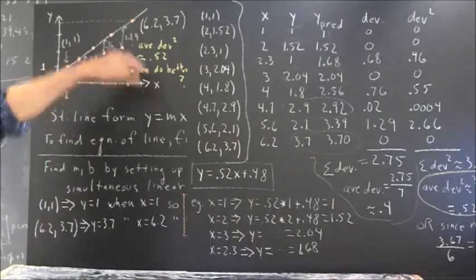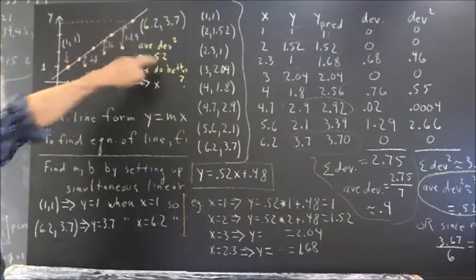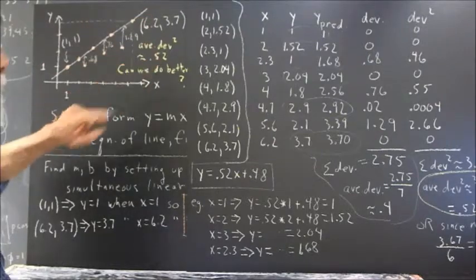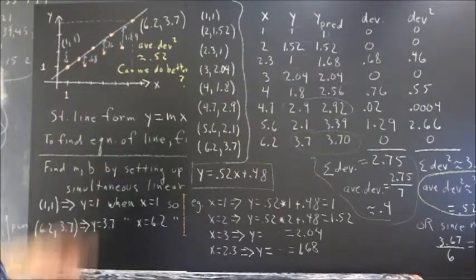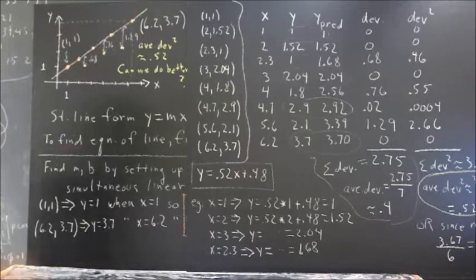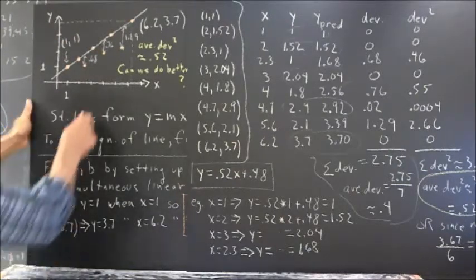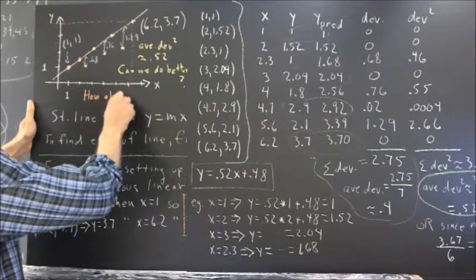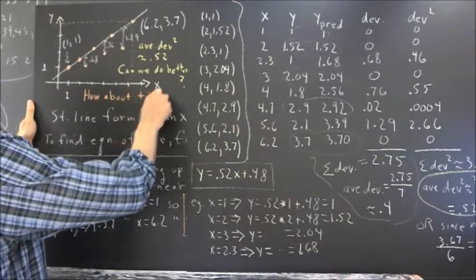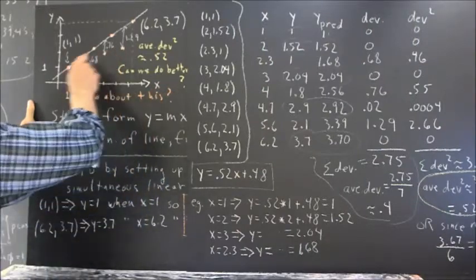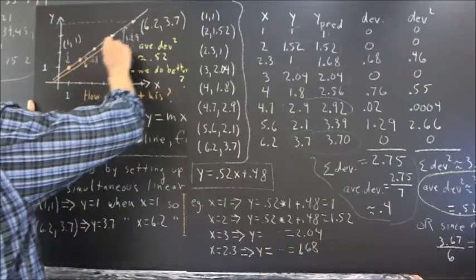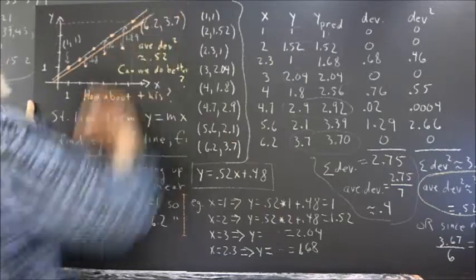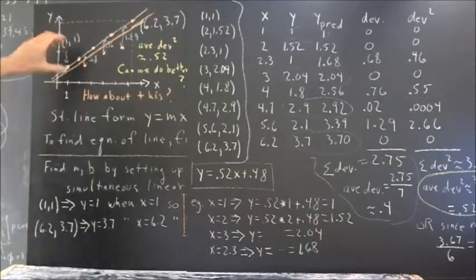Okay, so here's our big question. Our average squared deviation for this line is 0.52. Can we do better? Now I've put the points in orange, and I'm going to indicate that. Let's go, how about this? Let's go ahead and put a line through here that comes closer on the average to all the points.